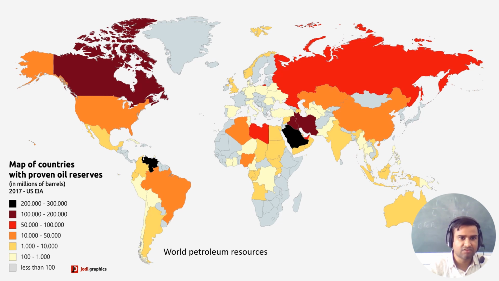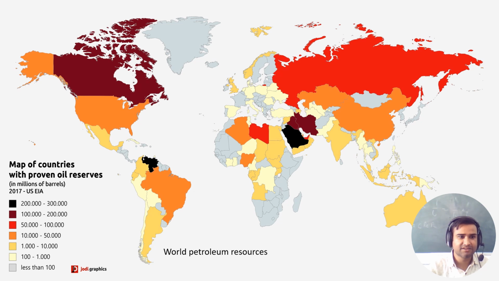So this is the country that contains 200,000 to 300,000 millions of barrels, and this color is 100,000 to 200,000 millions of barrels. These are the countries that contain 100,000 to 200,000 millions of barrels of crude oil, and the red color is 50,000 to 100,000. These countries contain 50,000 to 100,000 millions of barrels of crude oil. And this yellow color contains 10,000 to 50,000 millions of barrels, and this other yellow color is 1,000 to 10,000 millions of barrels. These countries contain 1,000 to 10,000.